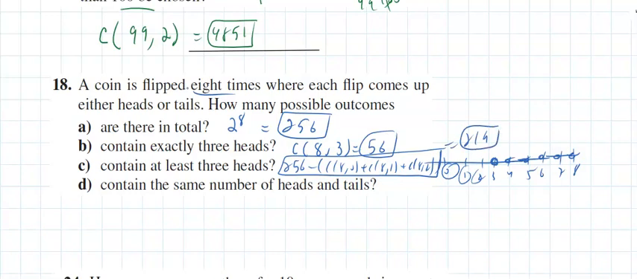Contain the same amount of heads or tails. Well, same amount of heads or tails, you're doing 8 of them. So we're saying out of the 8, choose only 4. And that's 70 ways of that happening.